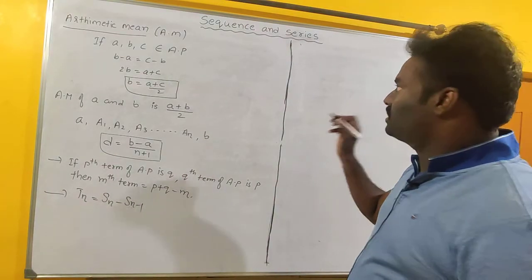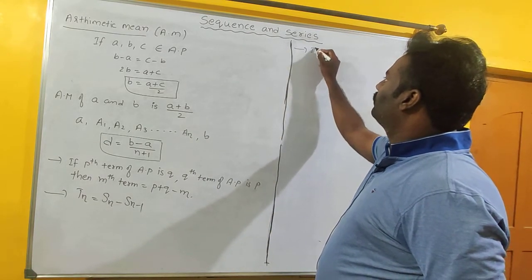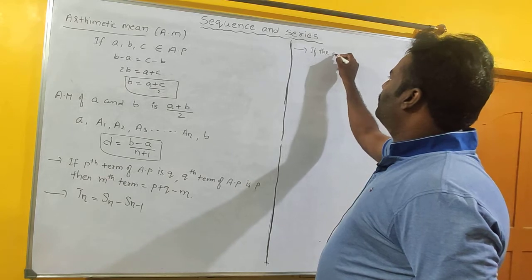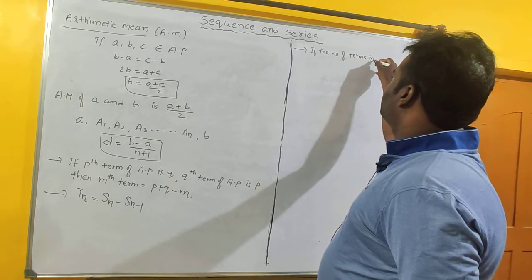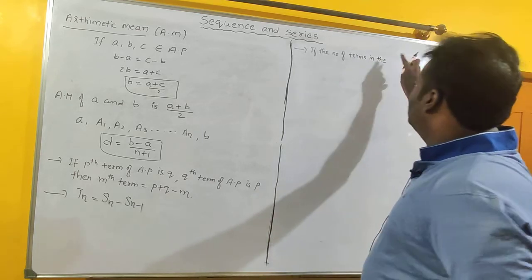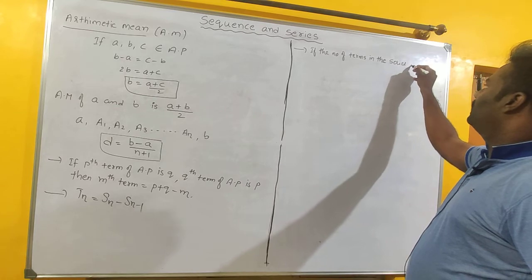Okay, this is the arithmetic progression concept. Next, if the number of terms in the series is even.